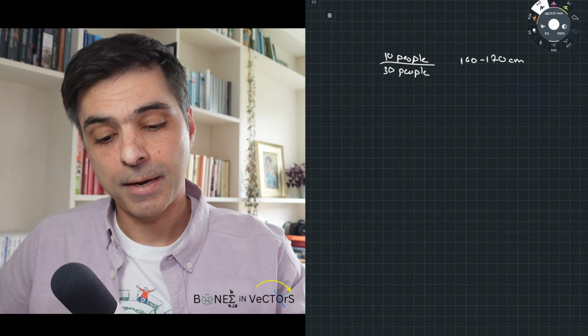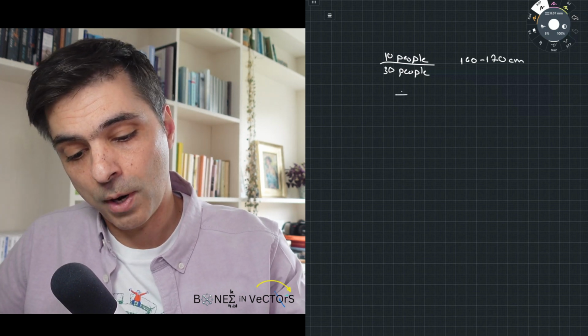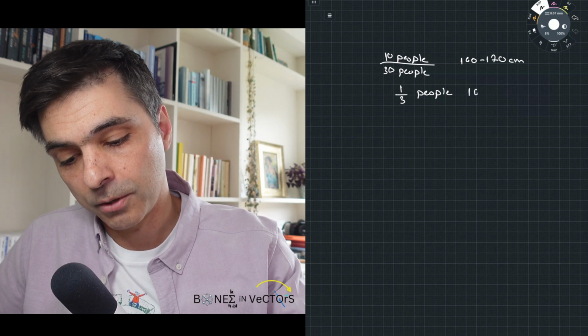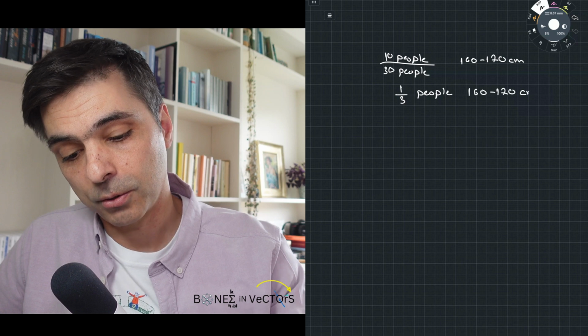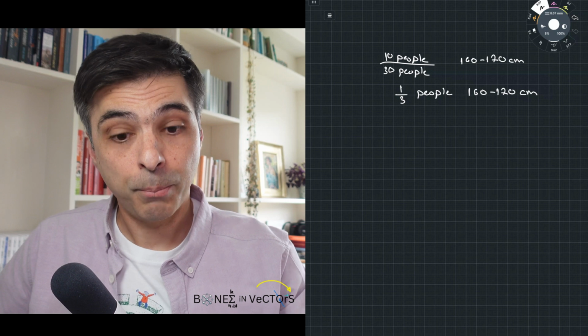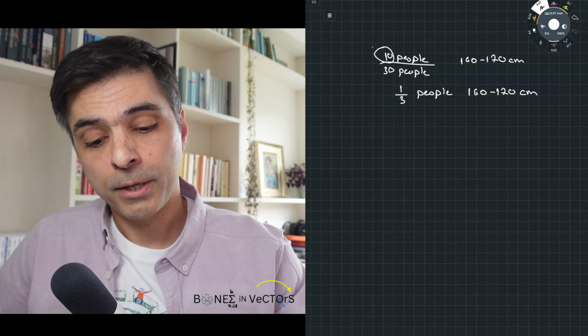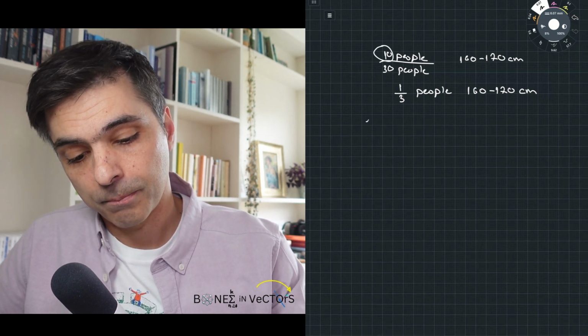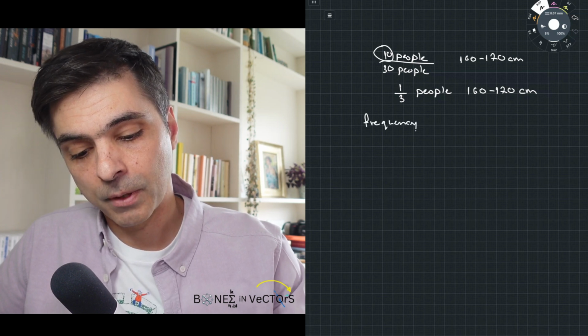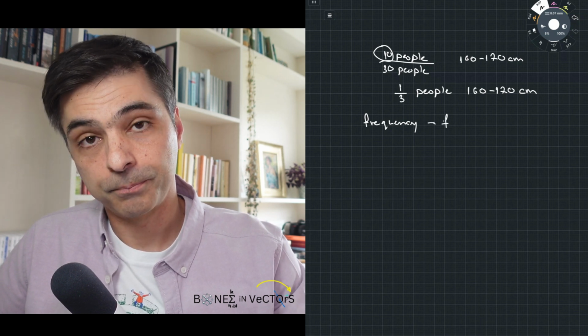centimeters. Now, this means that one out of three people has a height of 160 to 170 centimeters. Now, the count of 10 people, we call it the frequency. And the symbol for that is F.